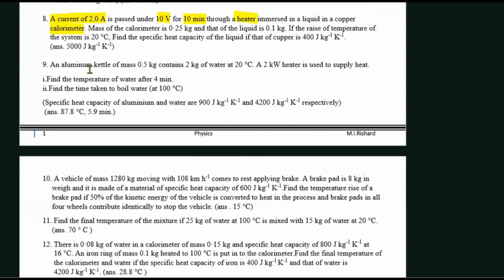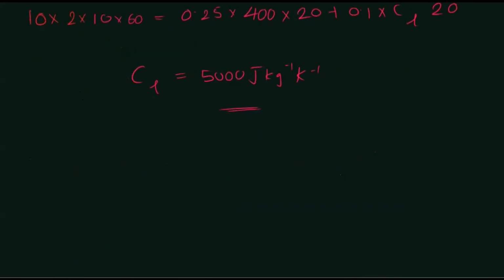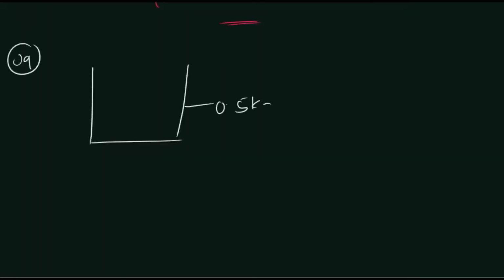Okay, fine. I hope that was clear. Okay, so let us go for the 9th question as well, right? So it says an aluminium kettle of mass 0.5 kg contains 2 kilograms of water at 20 degrees Celsius, right? Let's draw it. There is an aluminium kettle of mass 0.5 kilograms. This is the mass of the aluminium kettle, right?